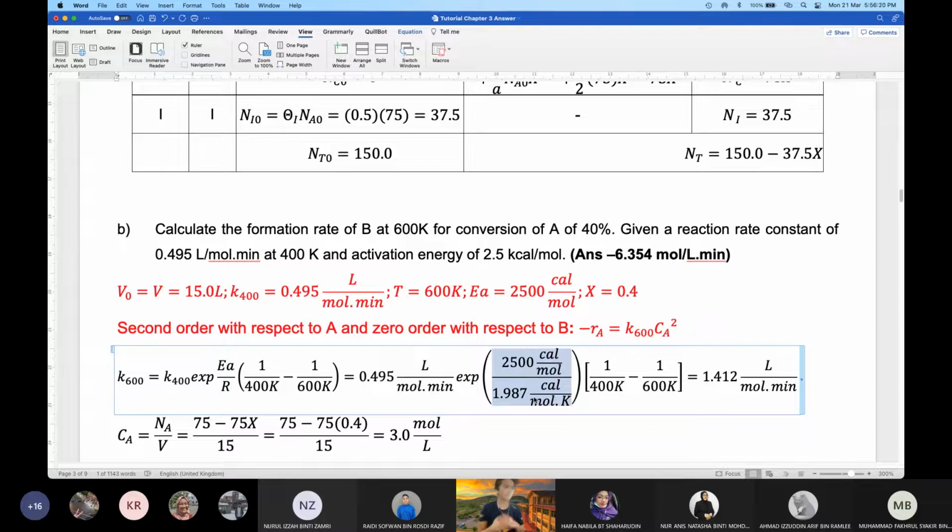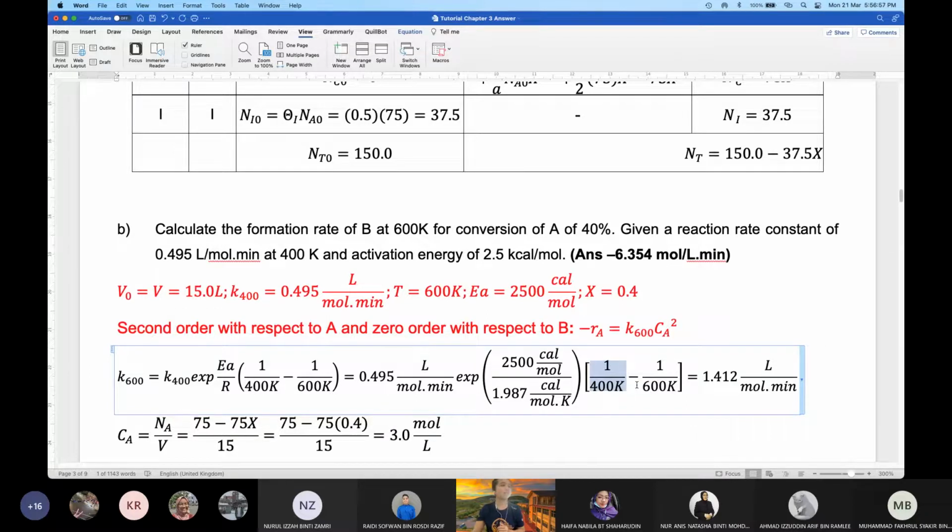So again, dalam kes ni, EA dia is in calorie per mole, kilocalorie per mole. So convert to calorie per mole, multiply with 1000. So 2.5 kilocalorie per mole become 2500 calorie per mole. Divide by R. Okay, so the R, kalau calorie, the R is 1.987 calorie per mole Kelvin. Okay, in bracket, don't forget, dia adalah 1 per T1 tolak 1 per T2. So, 1 per 400 Kelvin minus 1 per 600 Kelvin.